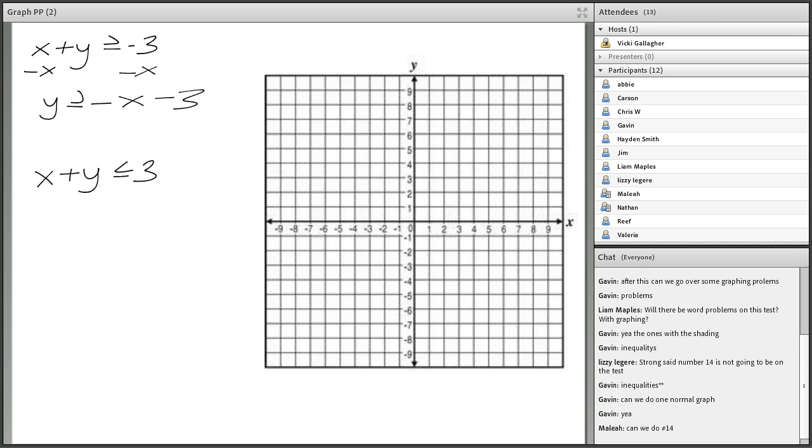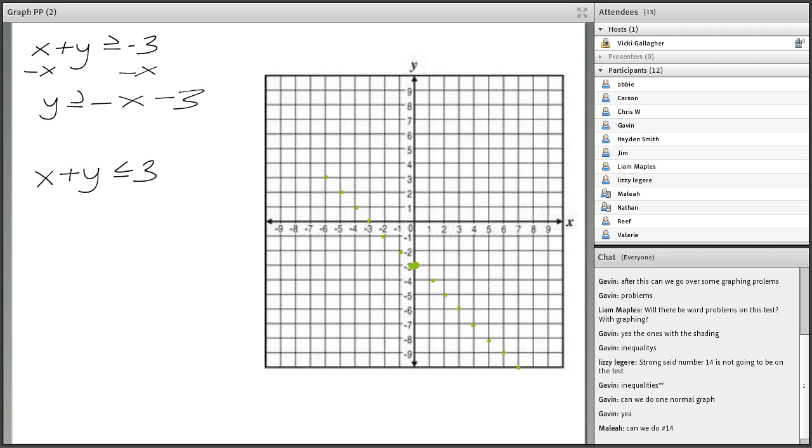Okay, and so we'll do this one in green. So I'm going to start at the -3. Oh, wait, let's make the pen a little bit bigger. Okay, we'll start at the -3. My slope is -1/1, so down 1 and right 1, or up and left.